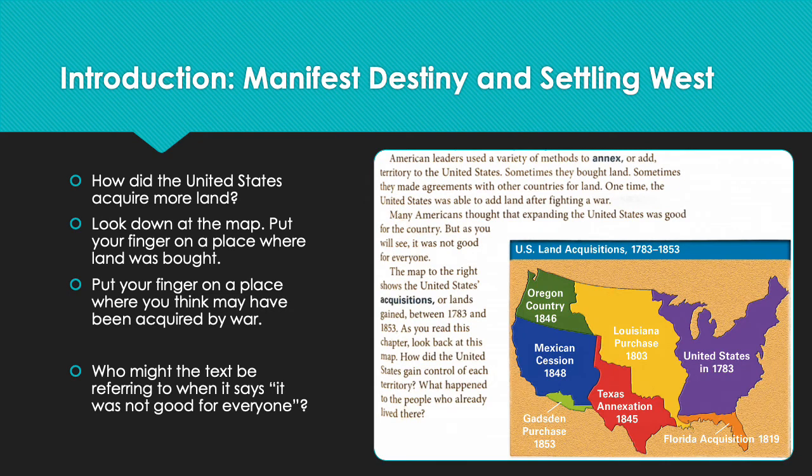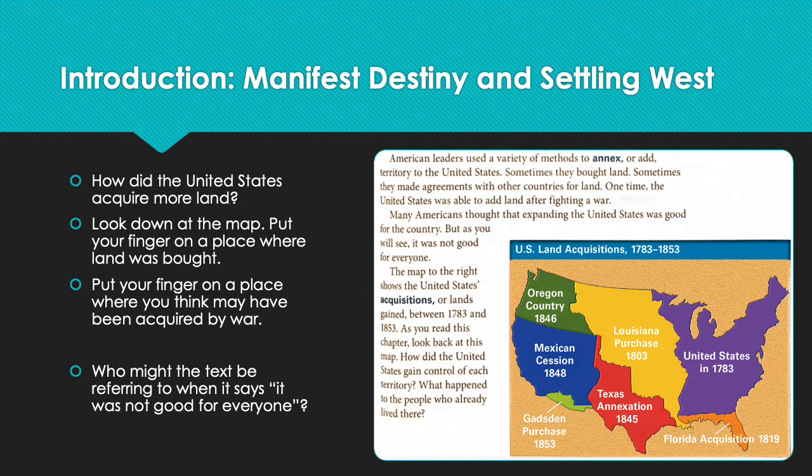All right, our second section of text is as follows. American leaders used a variety of methods to annex, or add, territory to the United States. Sometimes they bought land. Sometimes they made agreements with other countries for land. One time, the United States was able to add land after fighting a war. Many Americans thought that expanding the United States was good for the country, but as you will see, it was not good for everyone.